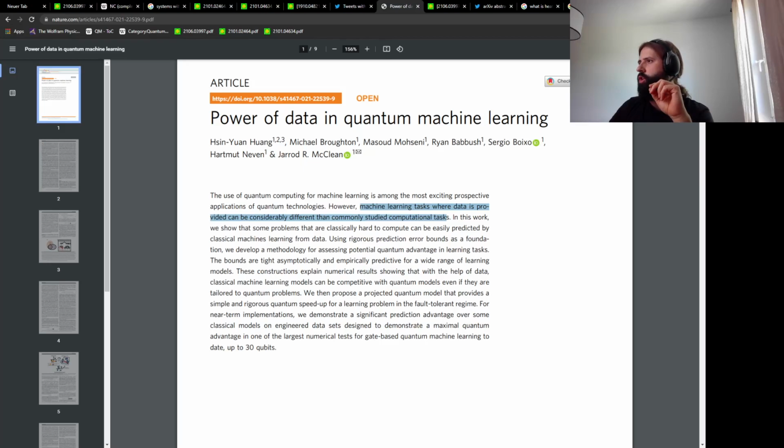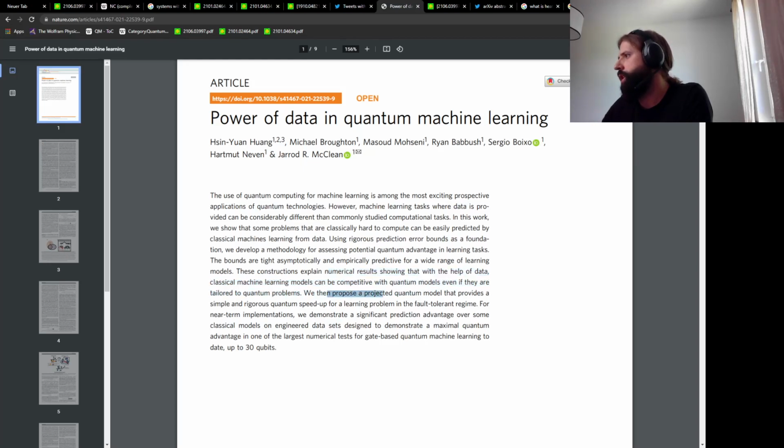In this work, we show that some problems that are classically hard to compute can be easily predicted by classical machine learning from data, using rigorous prediction error bounds as a foundation. We developed methodology for assessing potential quantum advantage in learning tasks. The bounds are tight asymptotically and empirically predictive for a wide range of learning models. This construction explains numerical results showing that with the help of data, classical machine learning models can be competitive with quantum models, even if they are tailored to quantum problems.